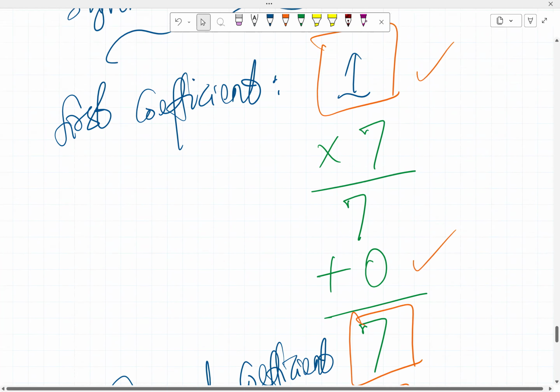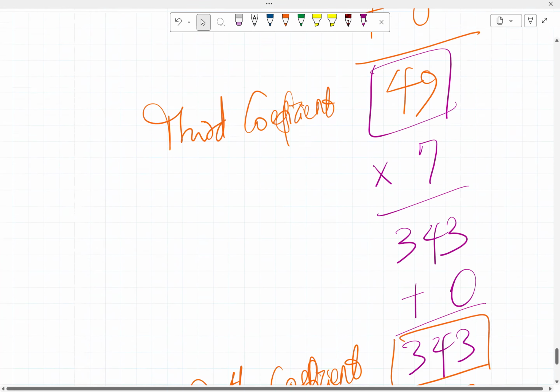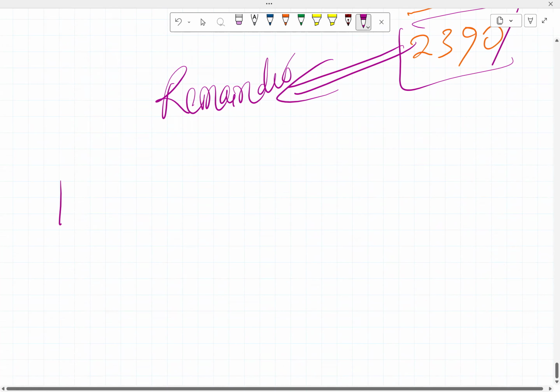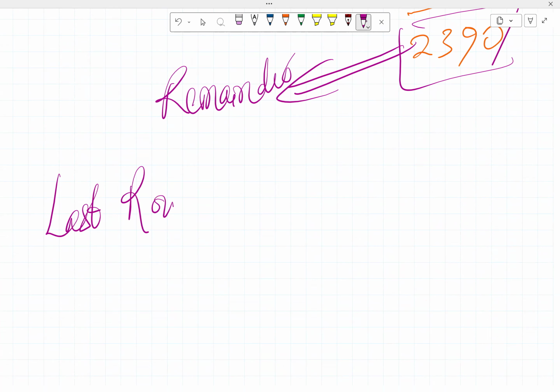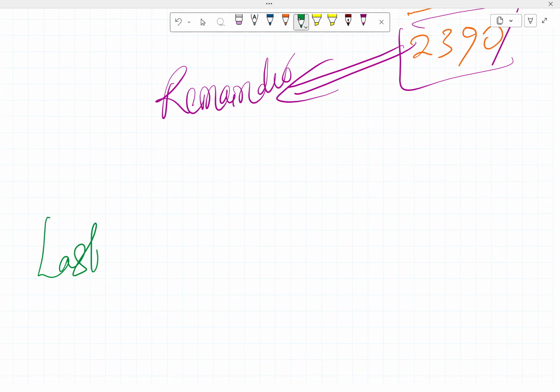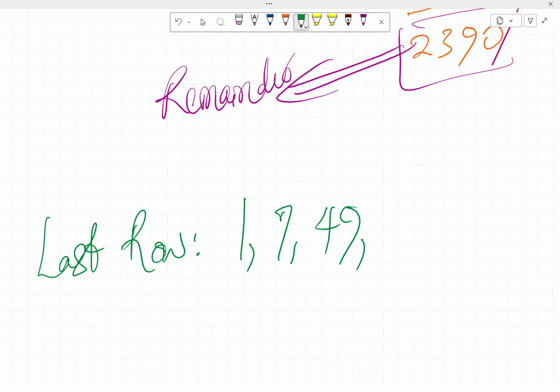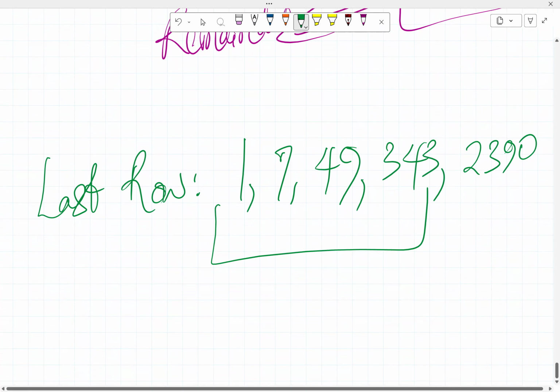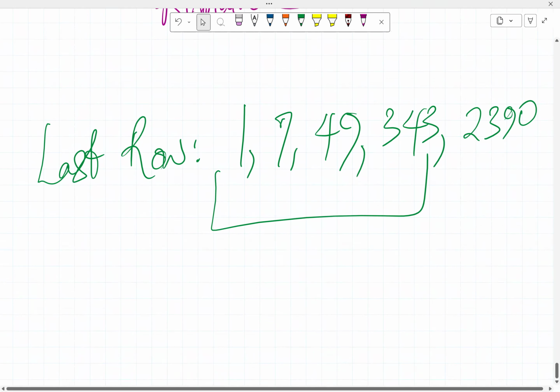That is 1749, 343, one. Okay, last row now is, okay, I guess I want to change the marker. Last row is 1, 7, 49, 343, and then we now have 2390. So this is for the quotient, exactly.